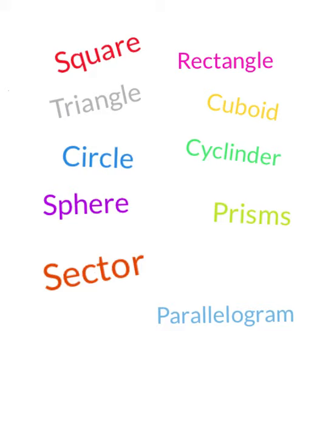Okay, so I know my connection went, so I'll just make a video. So we're doing area and volume, so it's all the shapes that we're doing. So the square, the triangle, the circle, the sphere, the sector, parallelogram, prism, cylinder, cuboid, and rectangle. What I'm going to concentrate on today is the square, the rectangle, and the triangle.